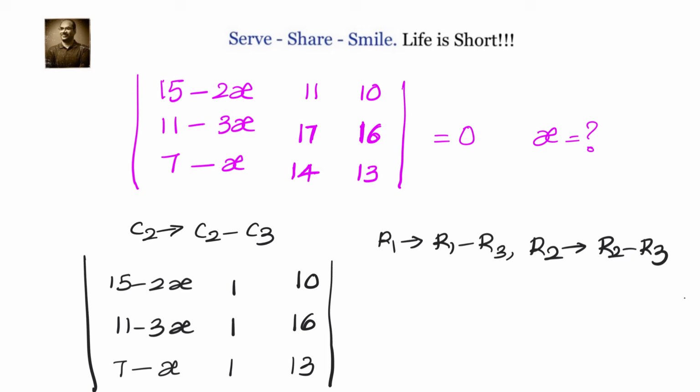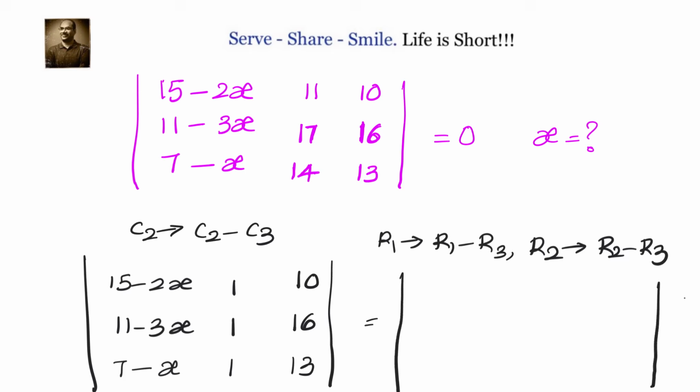When we do that, first let's write down row 3 as it is, because we are not changing row 3, we are working with row 3. So row 3 values I can write down as it is. Row 3 will be 7 minus x, 1 and 13.